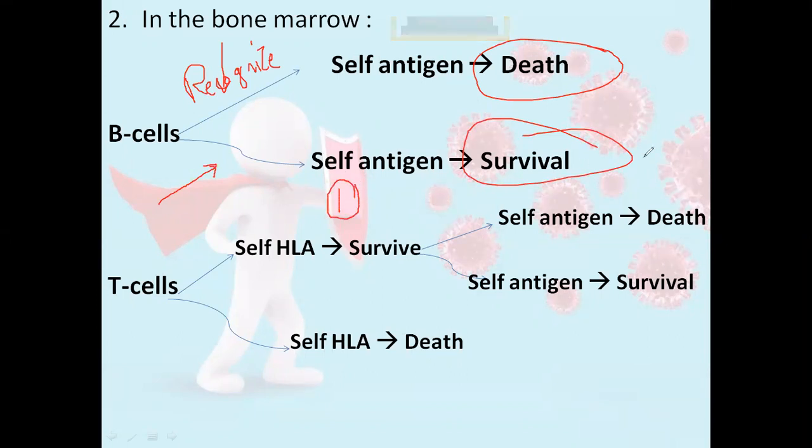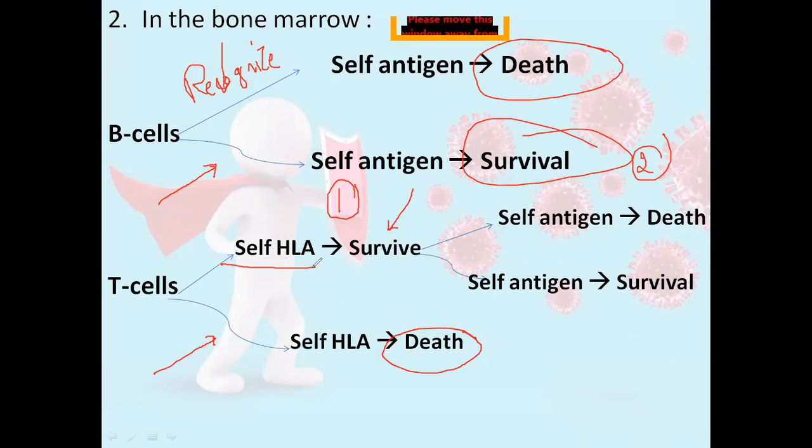Here the first selection and here the second selection. First, they have to recognize the self HLA. If they recognize the self HLA, they will survive. If they do not recognize the self HLA, they will die. So here, if they recognize self HLA, as we said, they will survive. If they do not, they will die. If they recognize HLA, they finish the first process. In the second process, if they recognize the self antigen, they will die.